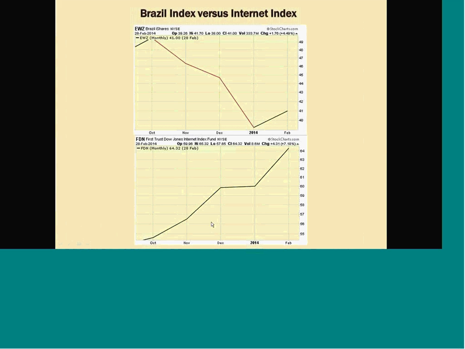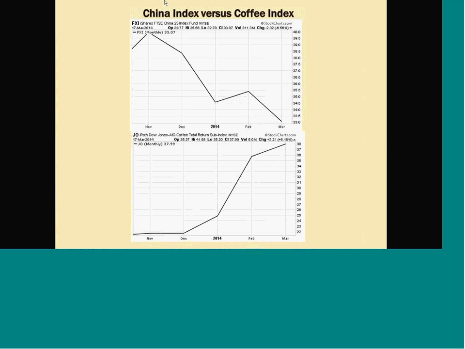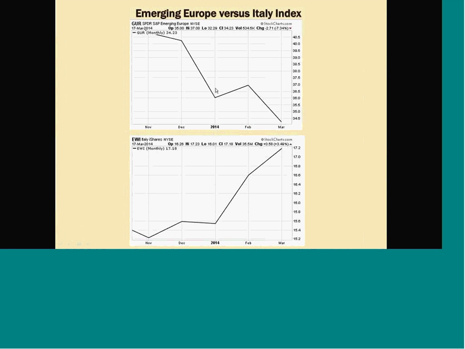And this bottom price chart here is of the internet index. So you can see the internet index is in a strong bull market at the same time the Brazil market is in a strong bear market. Here's another example. I have the China ETF on top, and on the bottom here you can see there's a strong bull market in the coffee index. Here's another example, emerging market Europe, and you can see a very strong bull market in the Italy ETF.